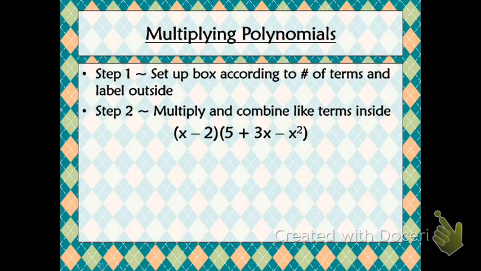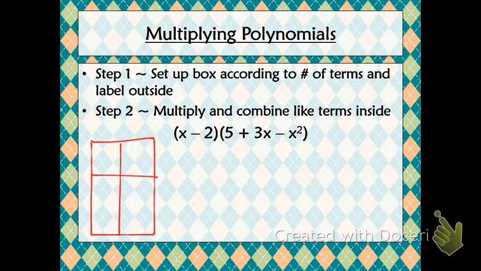All right, let's try one more. This time we're doing a binomial times a trinomial, and the methods that we learned previously still work here. You can either do this with a box, or you can do this with a distribution method. So if we're going to do a box for this one, we've got a binomial times a trinomial, which means my box needs to be 2 by 3. So the x and the negative 2 are the terms in my binomial. The 5, the 3x, and the negative x squared are the terms in my trinomial.